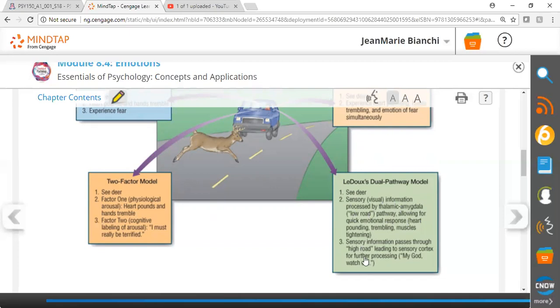The sensory information also passes through a high road. This occurs later. This goes up to the cortex and is processed more on a cognitive level. "My God, watch out" is the example given here. But this is the idea that after we have our initial response through the low road, the information or the event can be processed more carefully by higher levels of the cortex. So LeDoux proposes two different brain pathways that are involved in emotion.